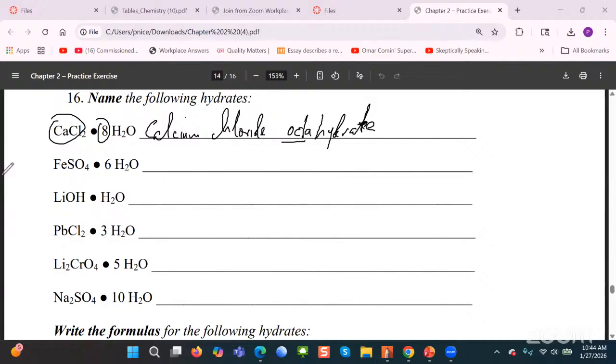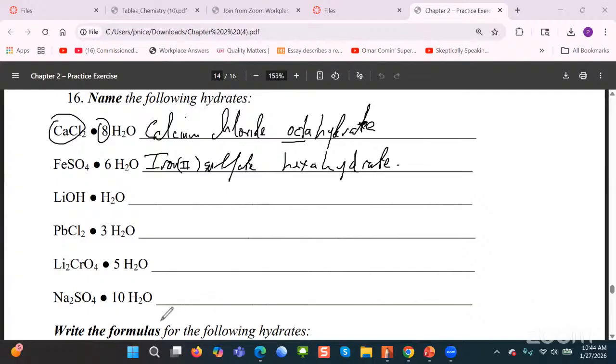All right. Let me help you with the other one. In the case of this one, this is called iron 2 sulfate hexahydrate. All right. And basically, you follow the same trend in answering the rest of them. All right.